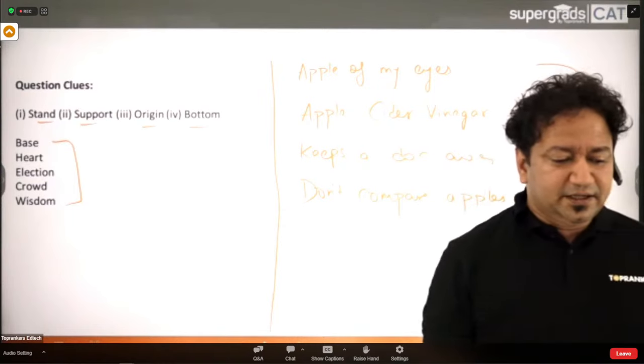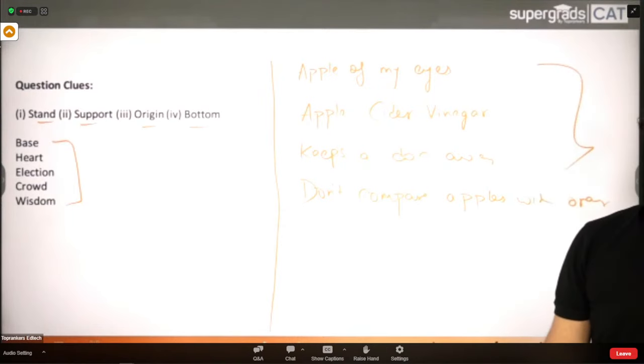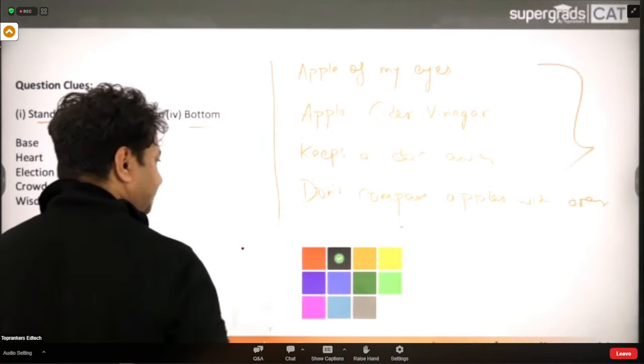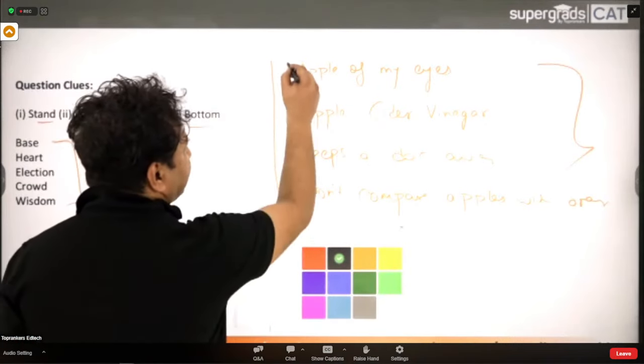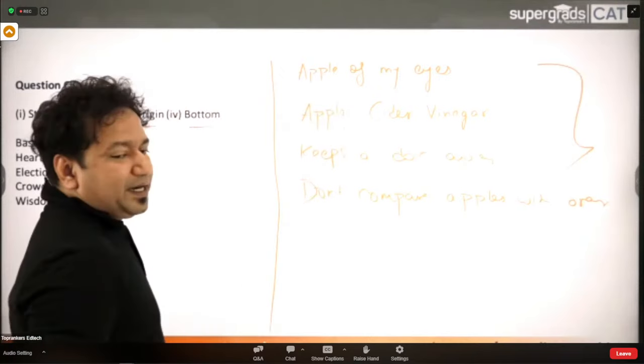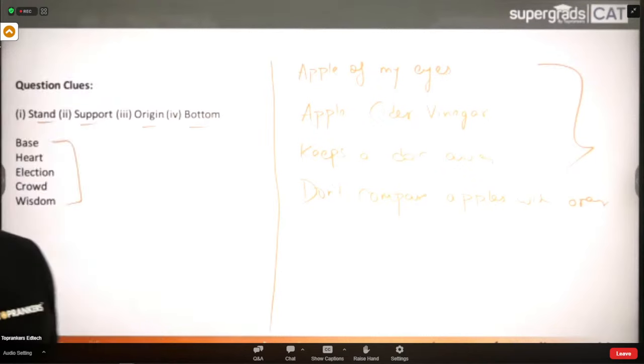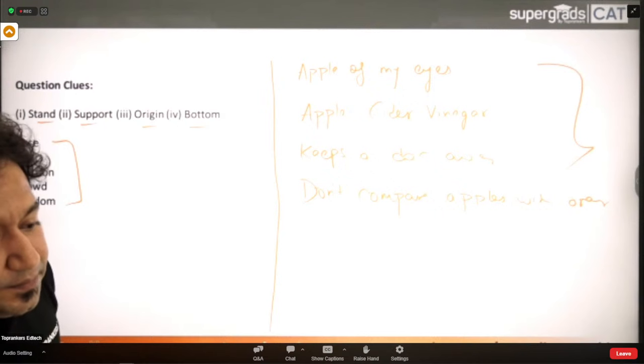So what is the correct answer here? In this case, the answer will automatically be apple, right? Isn't it? I'll change the ink because I think it's not visible. So automatically, the option which says apple will be the correct answer. Yes or no? I hope you get that. People on YouTube, you can also comment.